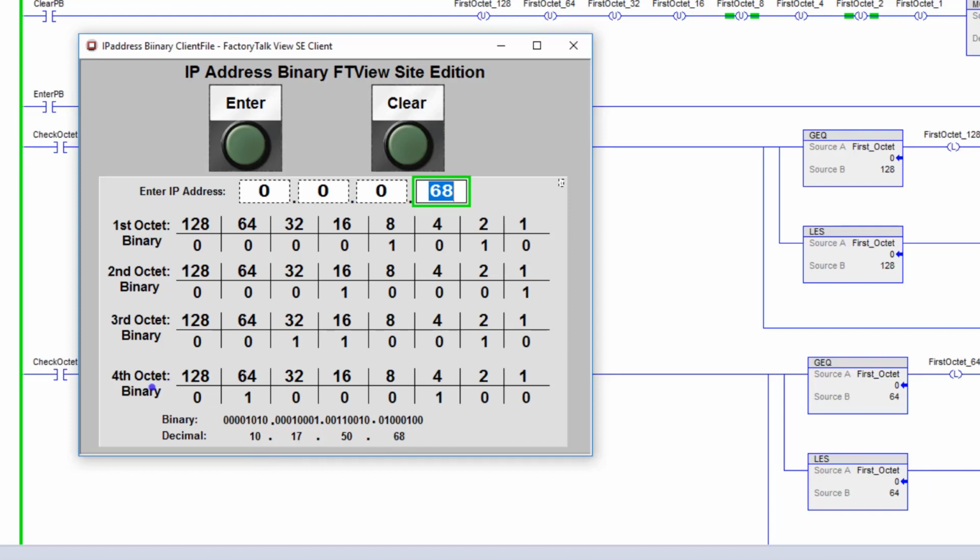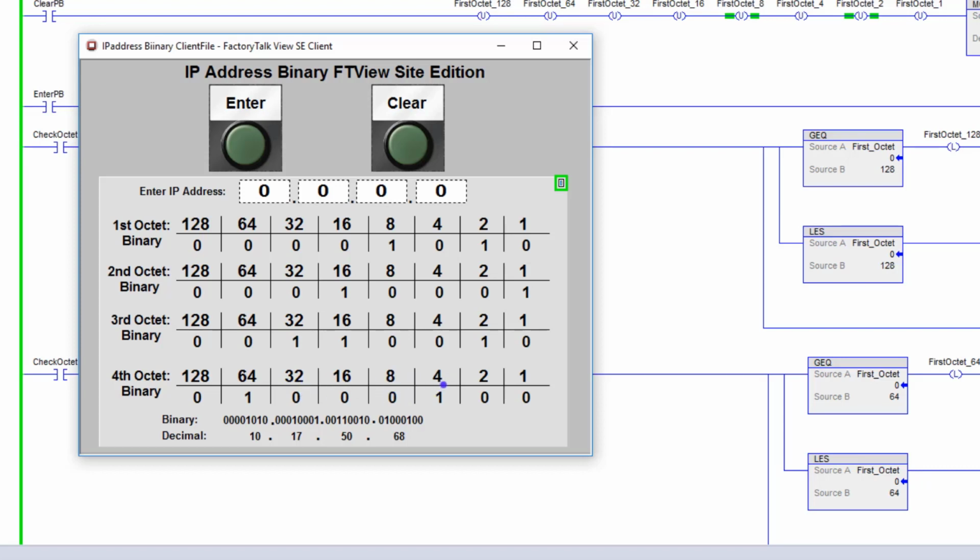Now the last one is 68. Okay, 68 is the fourth octet, right? So if I were to come in here, you can see that's the reason I highlighted it, because it depletes these out when I'm done. So the fourth octet is going to be 68. So 68 into 128, nope, but it can go into 64. So that's a 1. Is the remainder of that equal to or greater than 32, 16, 8?